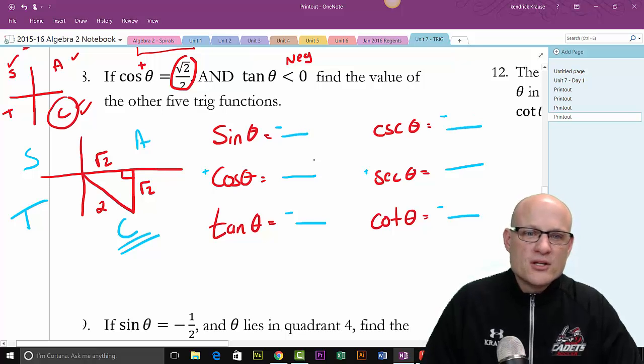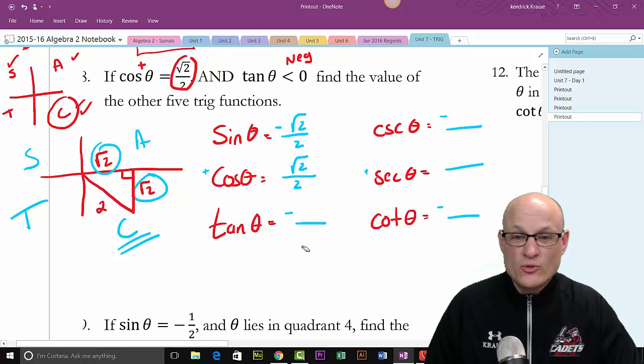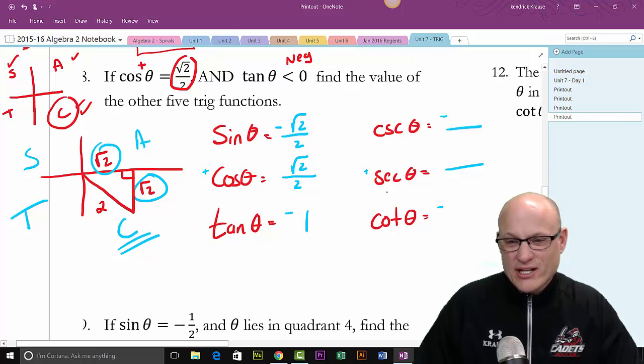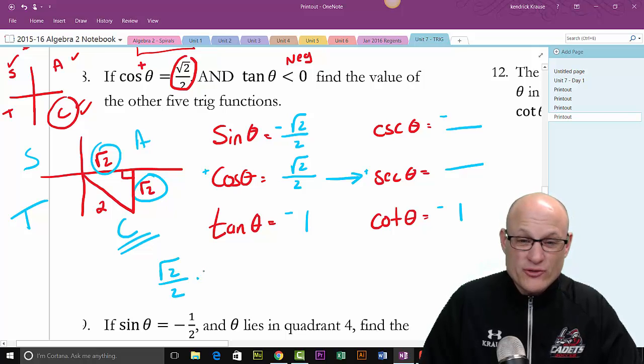All right. So I know cosine is the square root of 2 over 2. Sine is also the square root of 2 over 2. Tangent is the square root of 2 over the square root of 2, which is just 1. And if you take the reciprocal of 1, in this case negative 1, you still get negative 1. Now, in order to get to here, I got to take the reciprocal of the square root of 2 over 2. Now, we've already done this a couple times. I hope by now you just know what that is.